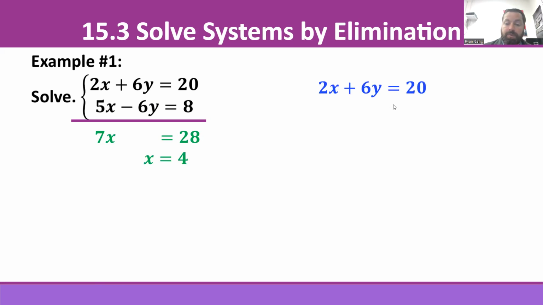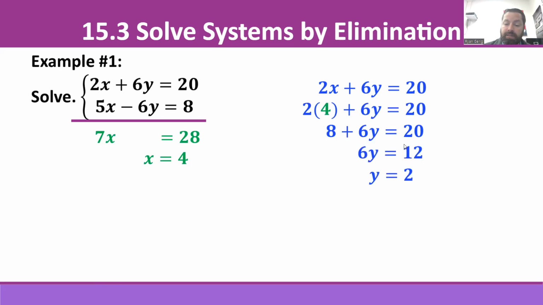2x plus 6y equals 20. I'm going to use that equation, and I just solve for x, so I can put 4 in for x. 2 times 4 is 8. 8 plus 6y equals 20. Subtract 8. Divide by 6. I get y equals 2. So my solution, or where they cross, is the point (4, 2).